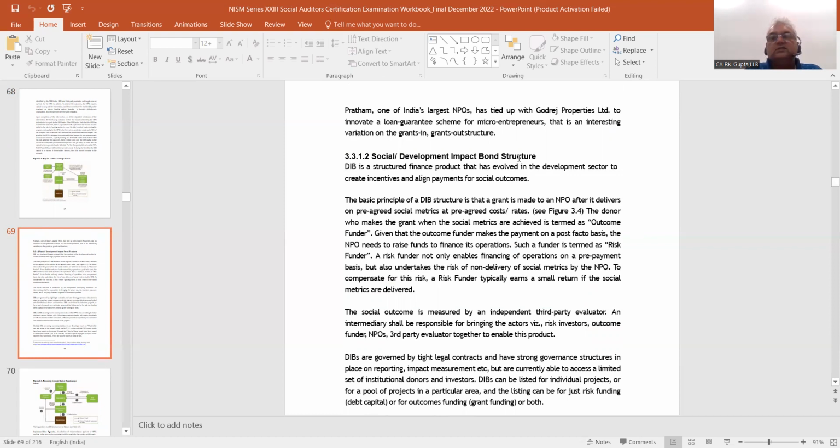So Pratham, this is one of India's largest NPOs. It has tied up with Godrej Properties to innovate a loan guarantee scheme for micro entrepreneurs. That is an interesting variation on the grants and grants out structure. Now, the social development impact bond structure, which is there in other countries.